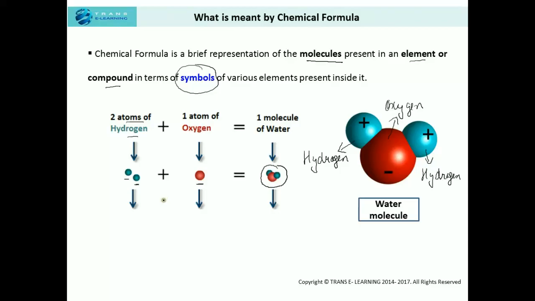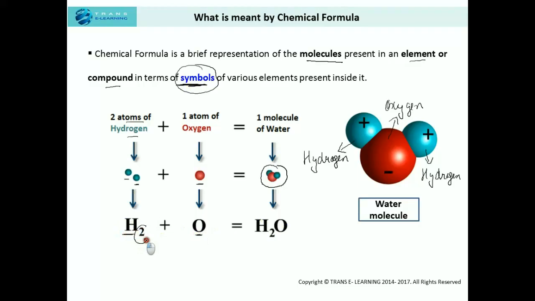So this is the reason we are taking into consideration the chemical formula, because the chemical formula is a brief representation of the molecules present in an element or a compound in terms of symbols of various elements present in it. So if I have to write this in terms of symbols, how will I write this? It will be H2 plus O gives you H2O, because the symbol of the hydrogen atom is H, whereas that of oxygen is O, and two atoms of hydrogen.